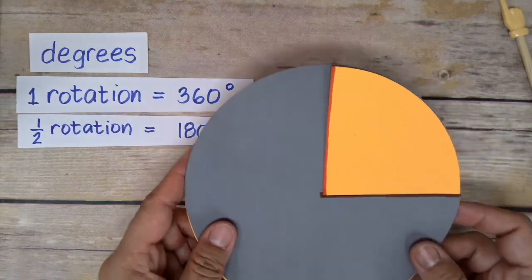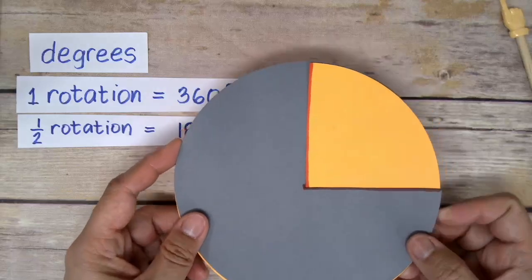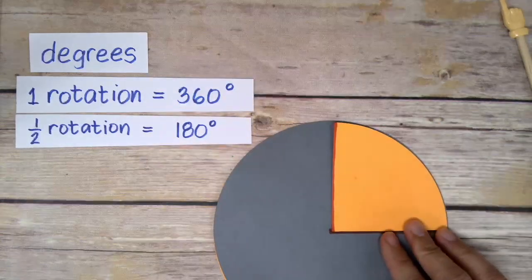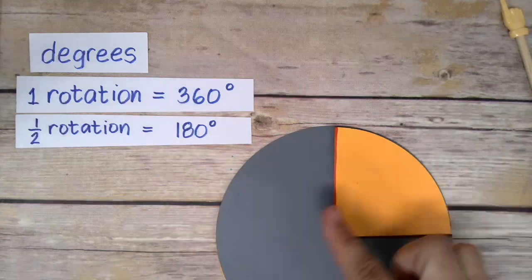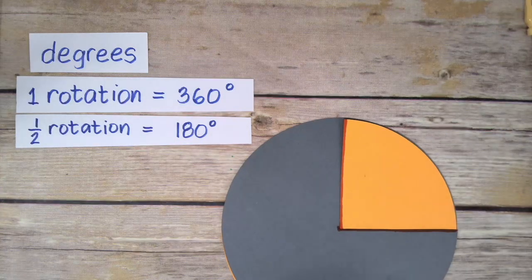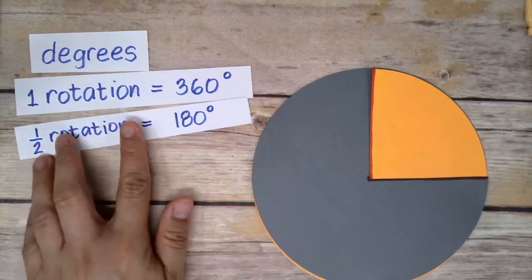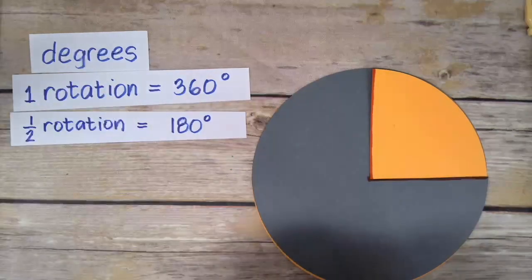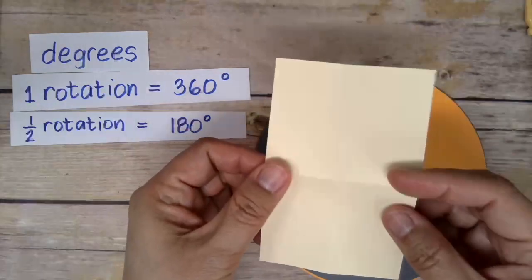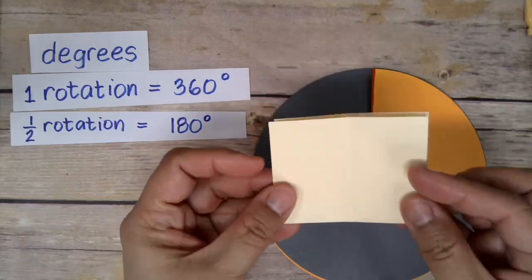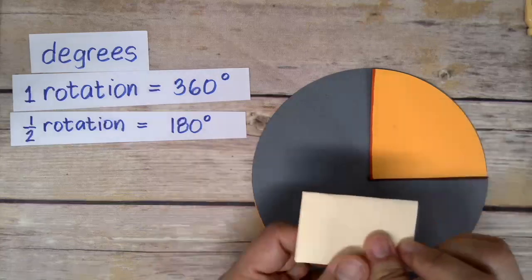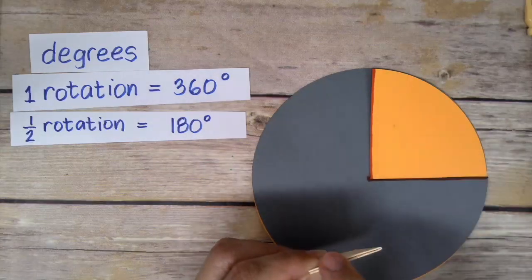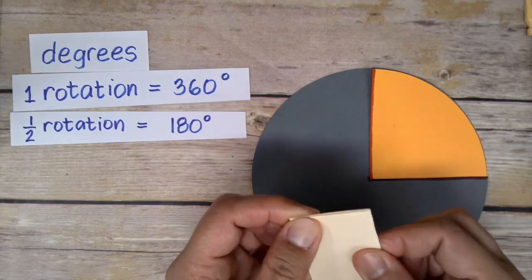Okay, 1/4 of a rotation, so about this size here. And to make sure that it's really very close to 1/4 of a rotation, we are going to get a piece of paper like this one here and fold it 2 times. So that will be 1, and then this is gonna be 2. And make sure that the edges here coincide with each other.